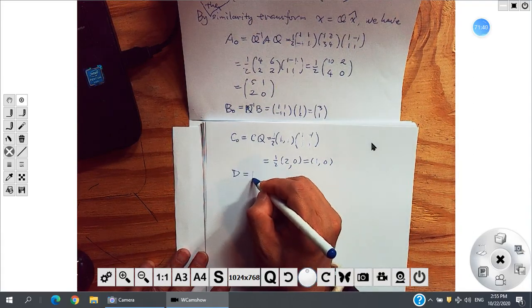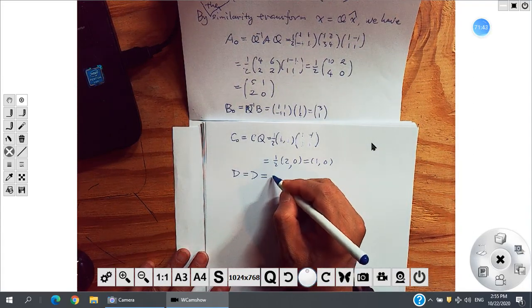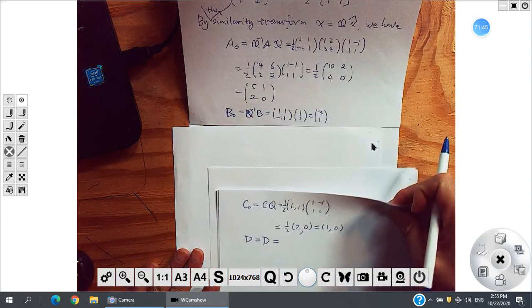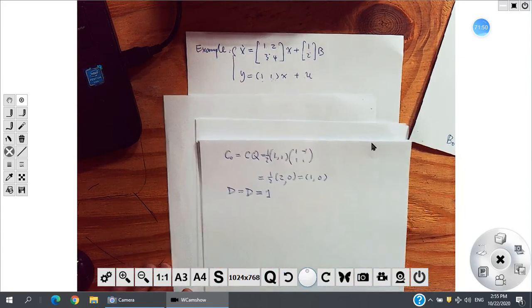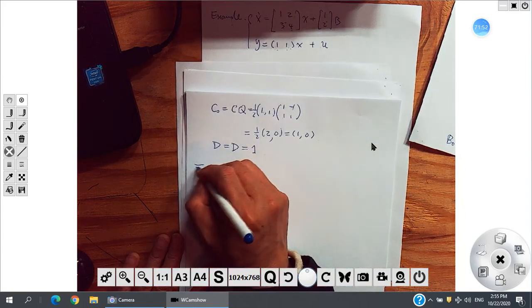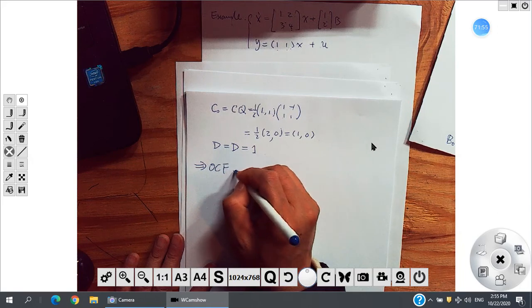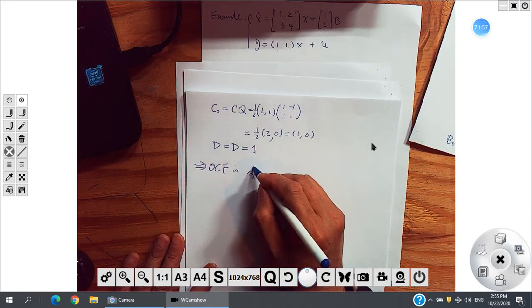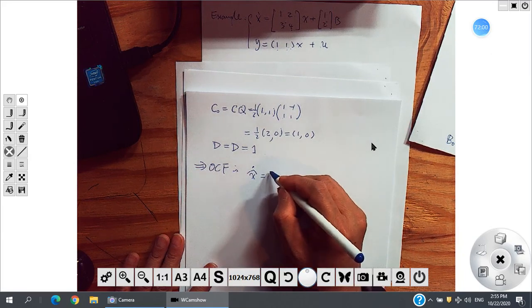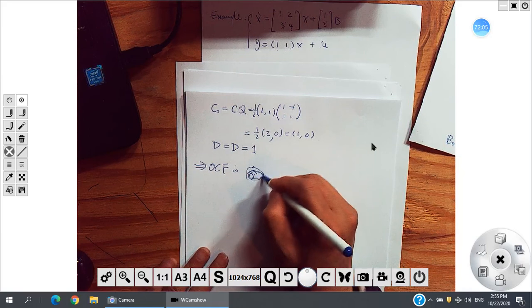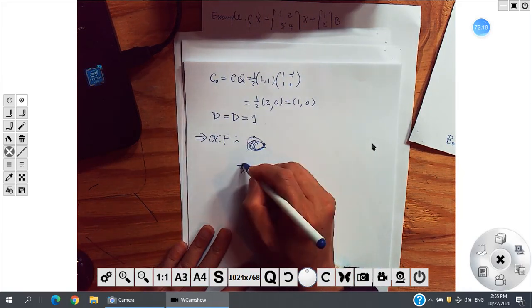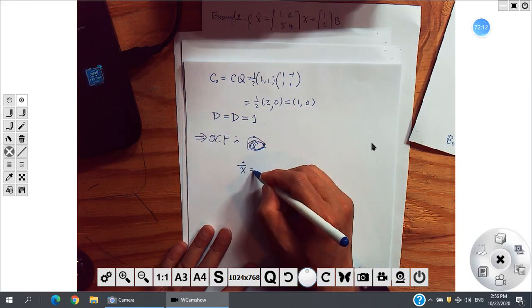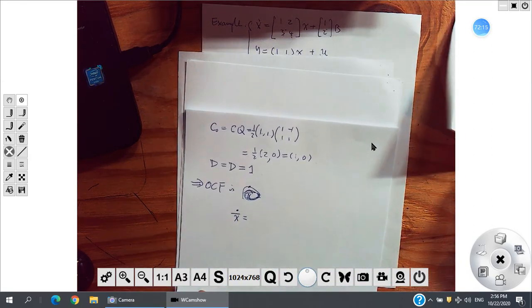And D is just the same. D is 1. Okay, so we have the OCF: x hat derivative equal to A, actually this is not x hat. X hat we already used. I used x bar for it already. X bar derivative equal to the new A.